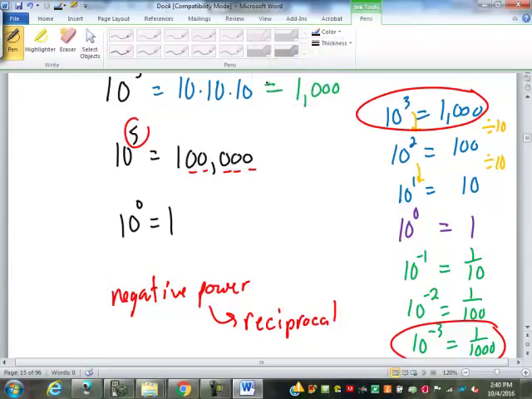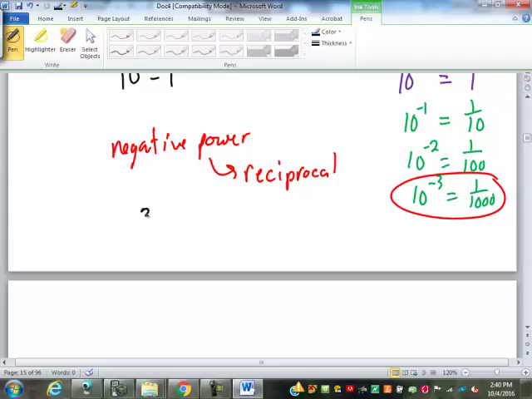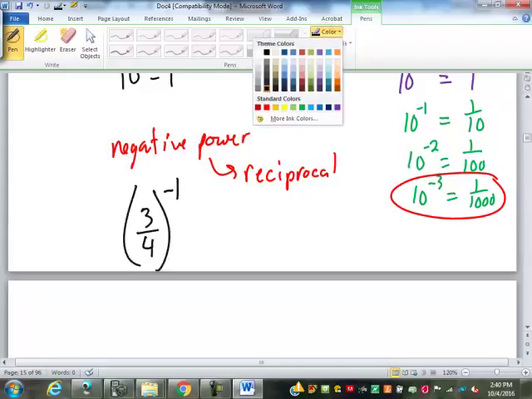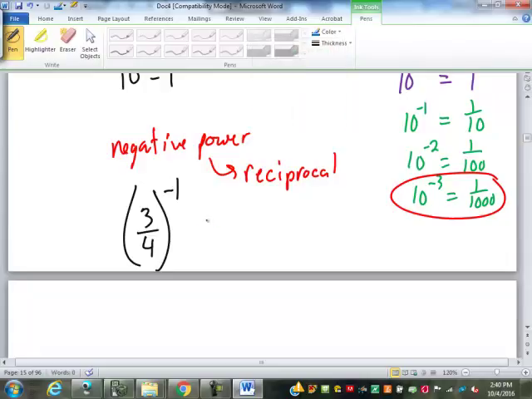So if I have 3/4 to the power of -1, what does that mean? It means I'm taking the reciprocal. That just means 4/3, the reciprocal of it. Well, technically, like here, 10 to the -1 means 1/10.